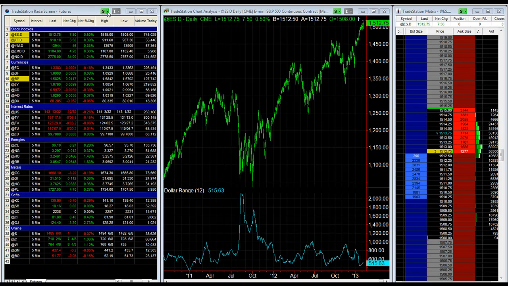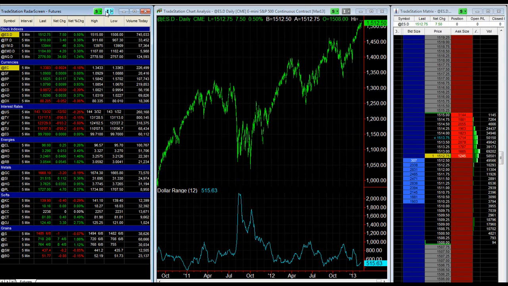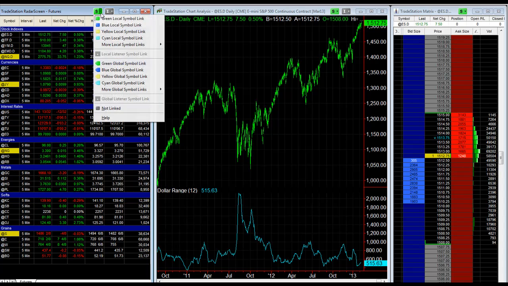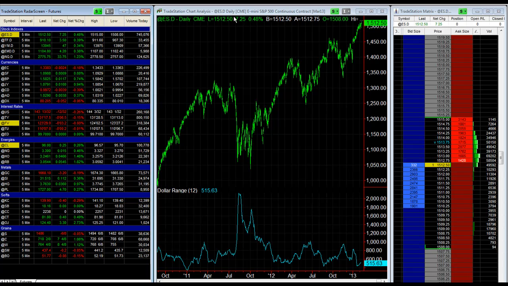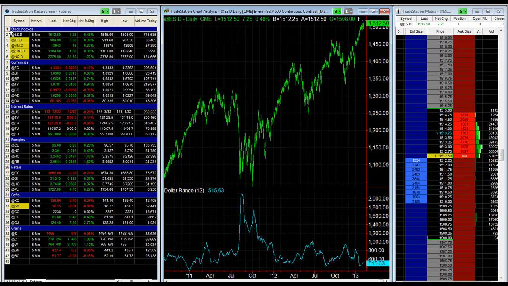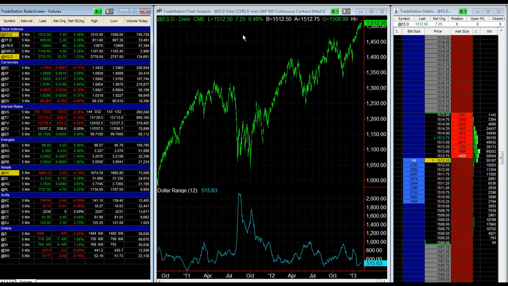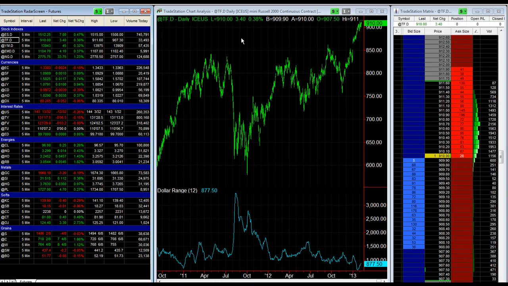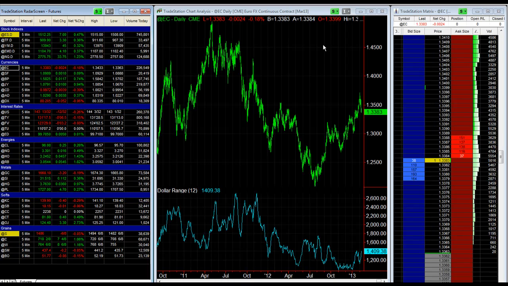And up here the symbol link is on, which you can select which color. I didn't want to do the interval link, but for the symbol link you can select, say, the green symbol link in this window, in this window, the matrix, and the chart. Whenever I click on E-mini S&P, these windows go to E-mini S&P. If I go to E-mini Russell, these windows switch to E-mini Russell. If I want to look at the euro, it switches to the euro. The reason I have this is to do a quick scan of the futures markets.